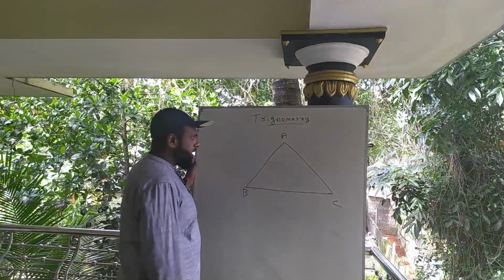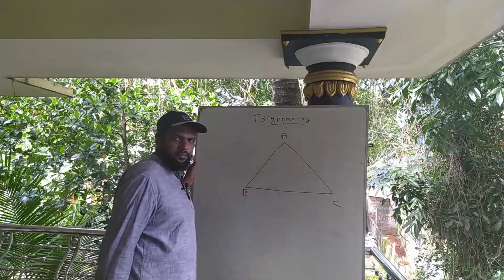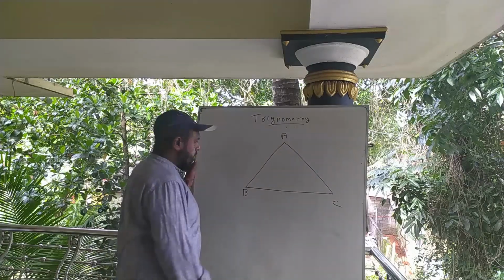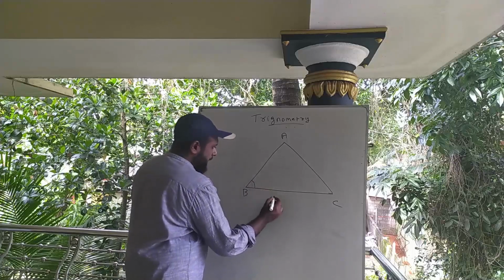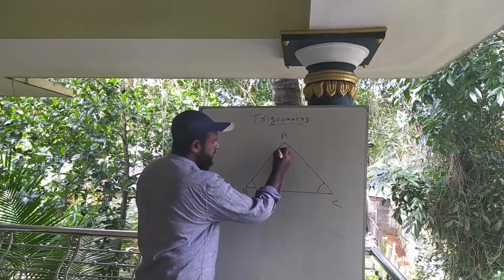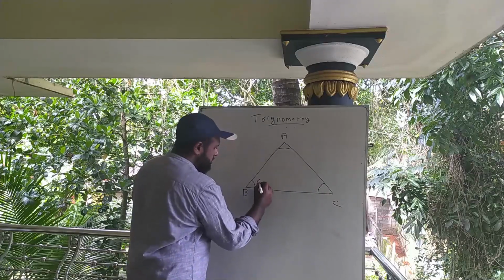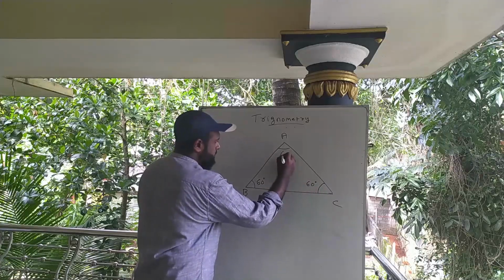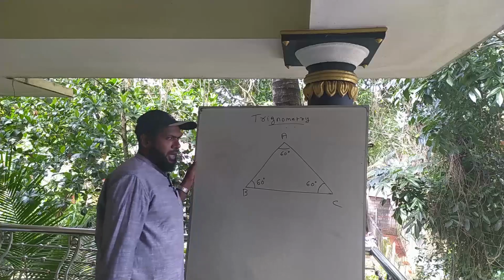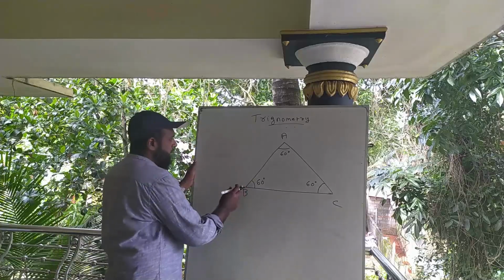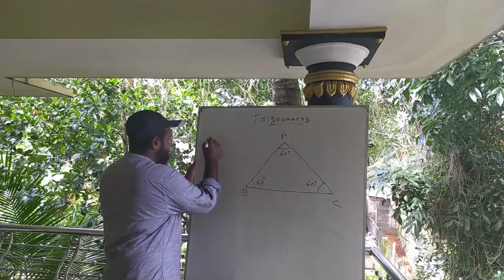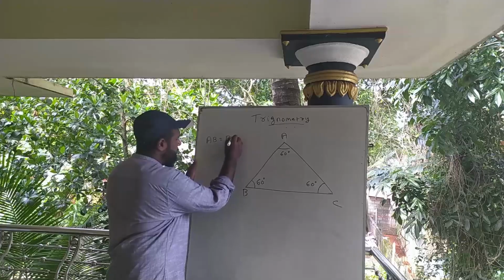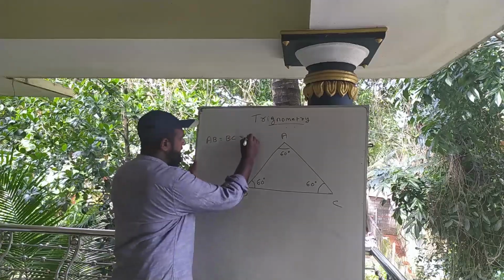Let us consider an equilateral triangle ABC. What is the speciality of an equilateral triangle? All angles are equal. Angle B equal to angle C equal to angle A, which is equal to 60 degree. And the side AB equal to BC equal to AC.